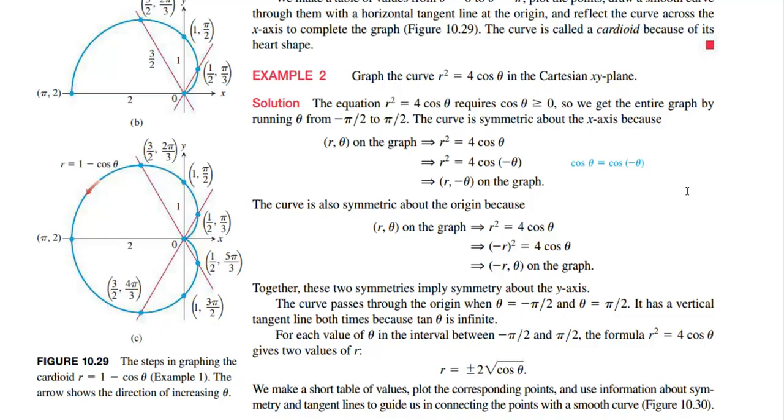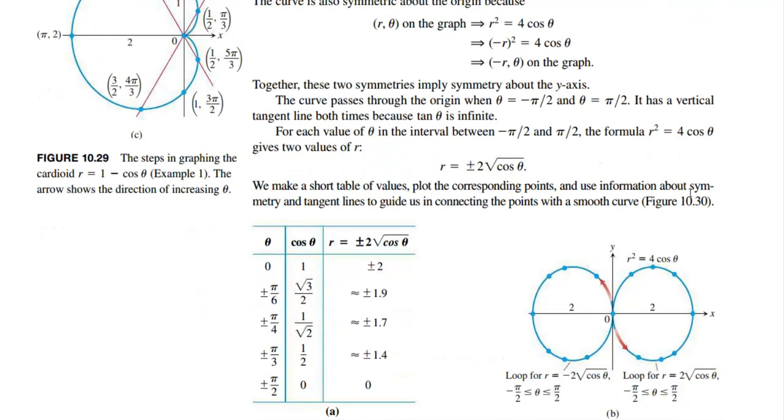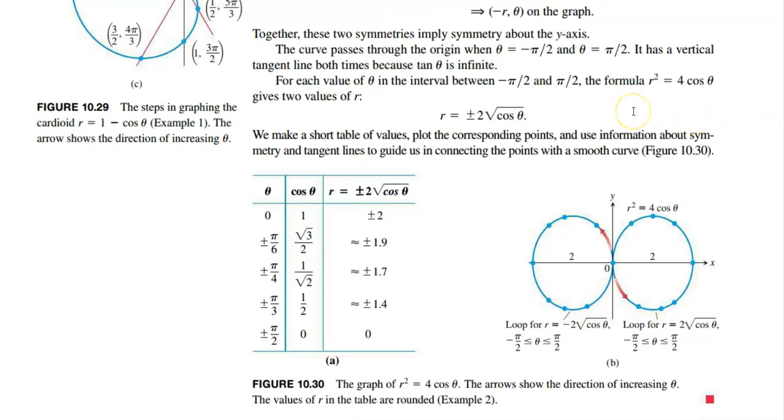The curve passes through the origin when theta equals negative pi over 2 and theta equals pi over 2. It has a vertical tangent line both times because tangent theta there is infinite. For each value of theta in the interval between negative pi over 2 and pi over 2, the formula r squared equals 4 cosine theta gives us two values of r. So r equals plus or minus 2 times the square root of cosine theta.